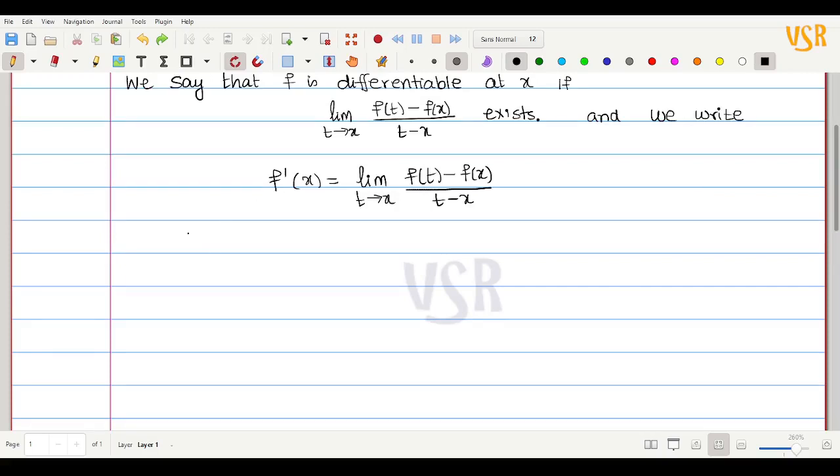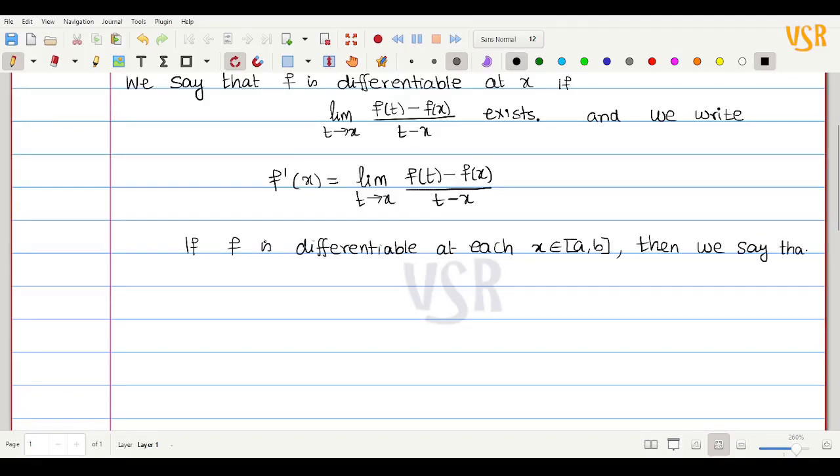After that, what have we said? If f is differentiable at each x belonging to the closed interval [a, b], that is, differentiable at every point, then we say that f is differentiable on the closed interval [a, b]. Let us see it like this.